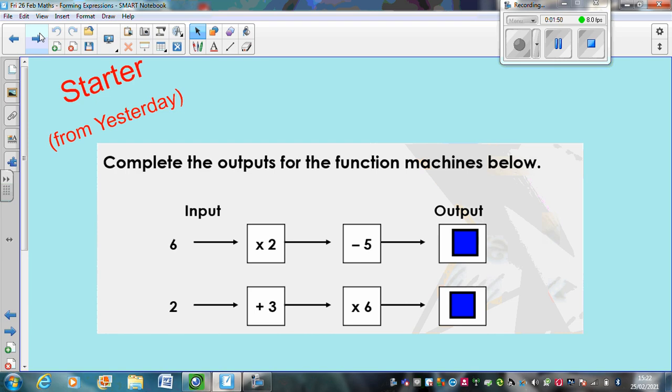So here are the answers. 6 times 2, take away 5. 6 times 2 is 12. Take away 5 is 7. Did you get that? And 2 plus 3 times 6. So 2 plus 3 is 5. 5 times 6 is 30. Hope you got that at home.